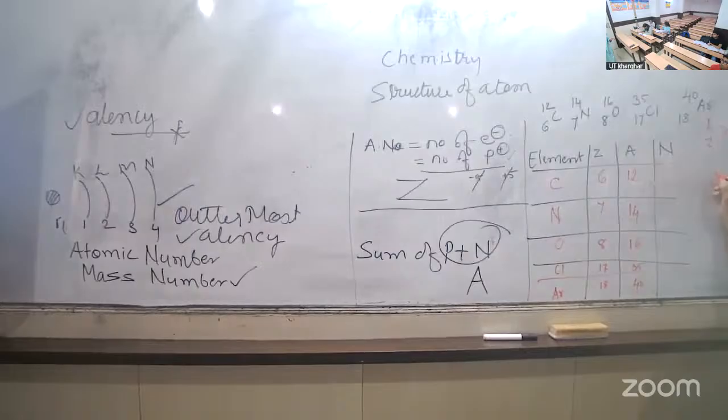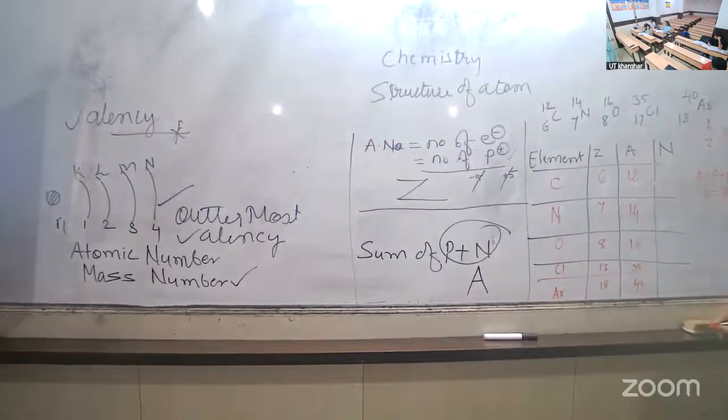Okay, now for N, any formula you have applied? Sorry, for N. So P plus N is equal to A, right? Now therefore N is equal to A minus P. And to remember it, instead of writing P, if you write A minus Z, then also it is correct. So whichever is easy for you, either A minus P or A minus Z, meaning will be one and the same. Chalo, answer.